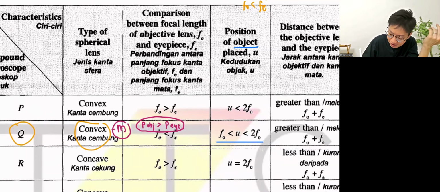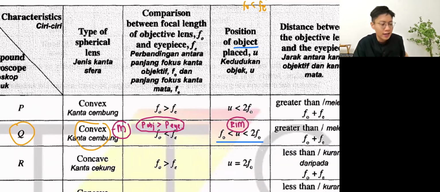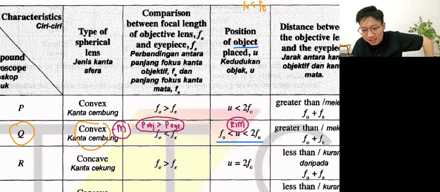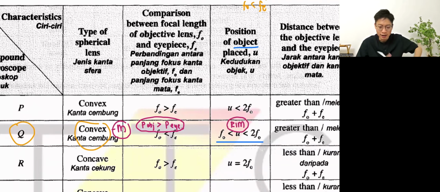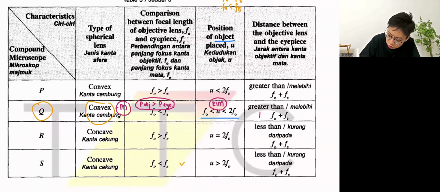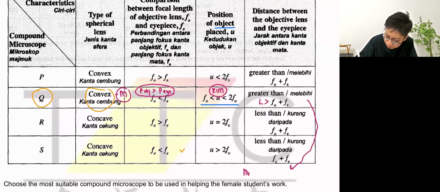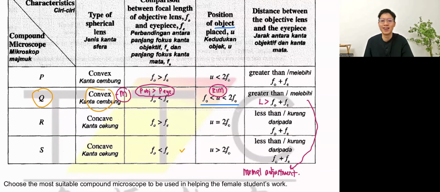Because you want it to be real and magnified. Okay, then this one is going to be your normal adjustment. So if L is more than that, we're just going to say normal adjustment. Okay, can. So therefore, we got all these things. So my answer is Q.